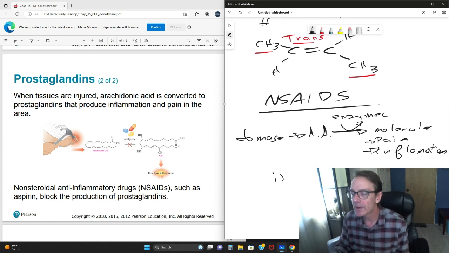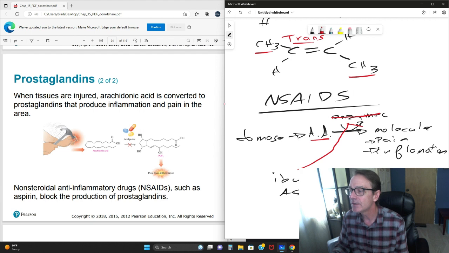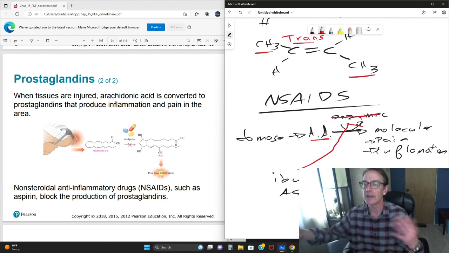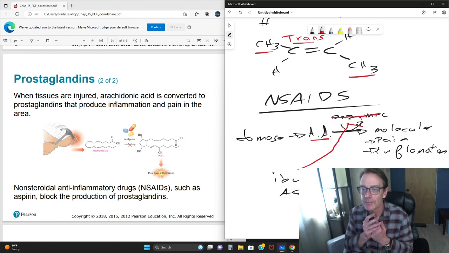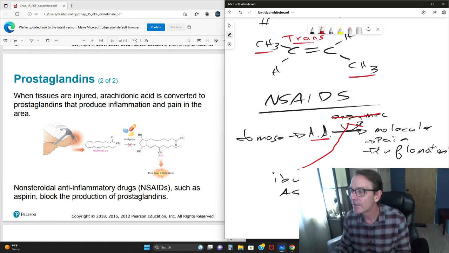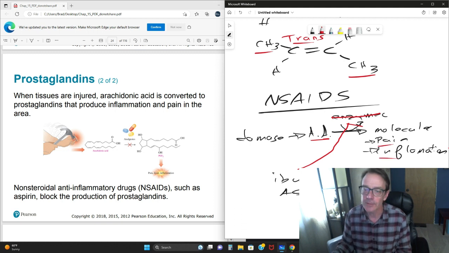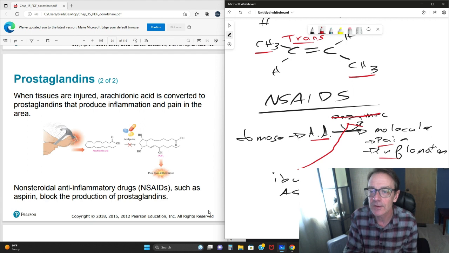What ibuprofen and aspirin, acetylsalicylic acid, do is they interfere with this enzyme's ability to turn arachidonic acid into the molecules that cause the pain and inflammation. Okay, so they're pain relievers because they get in the way of the molecules that cause pain and cause inflammation. Okay, so now you know.